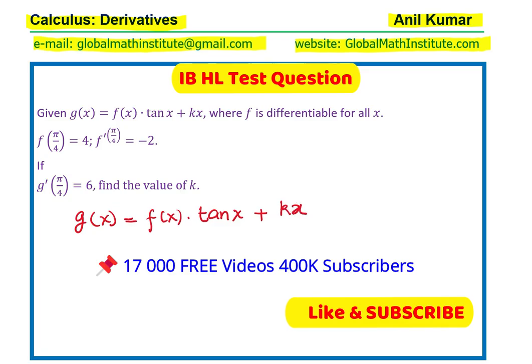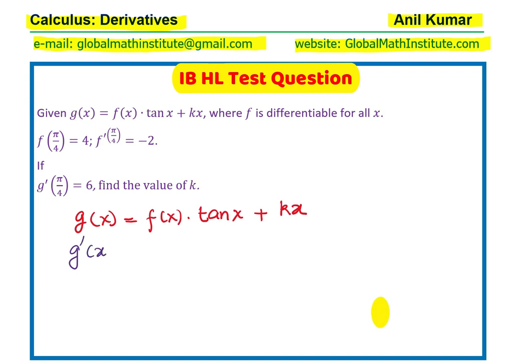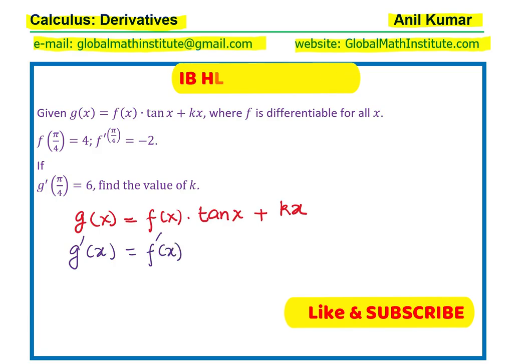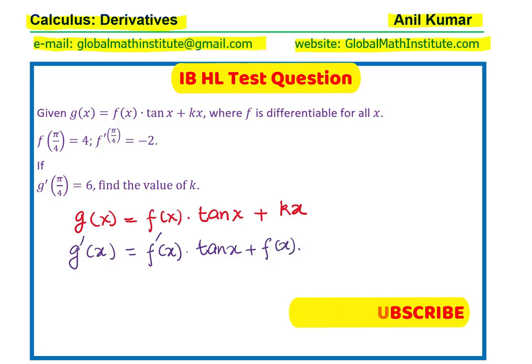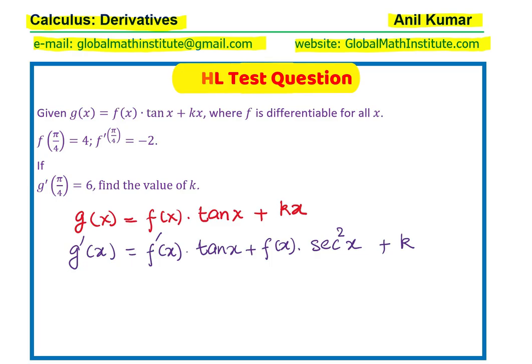Now if I differentiate with respect to x on both the sides, what do I get? So I get g prime of x, which is, here we'll apply the product rule, f prime of x times tan x plus f of x times derivative of tan x, which is secant square x, plus derivative of kx will be k. We need to find the value of k. We are given a lot of stuff here. Let's substitute what is given to us.